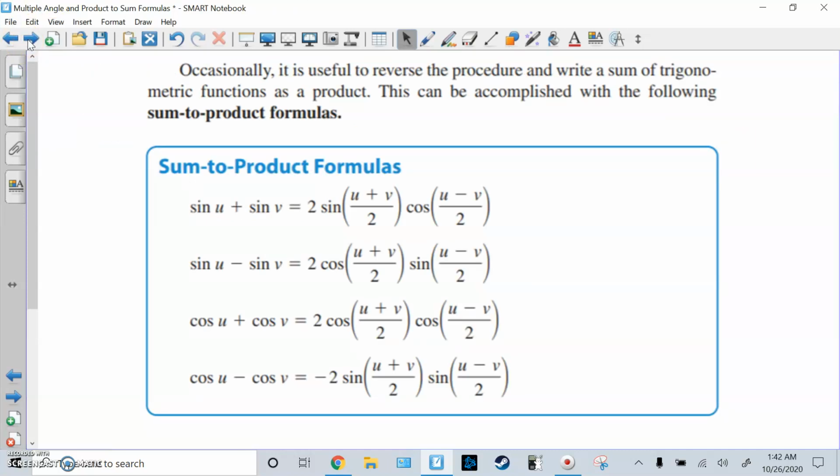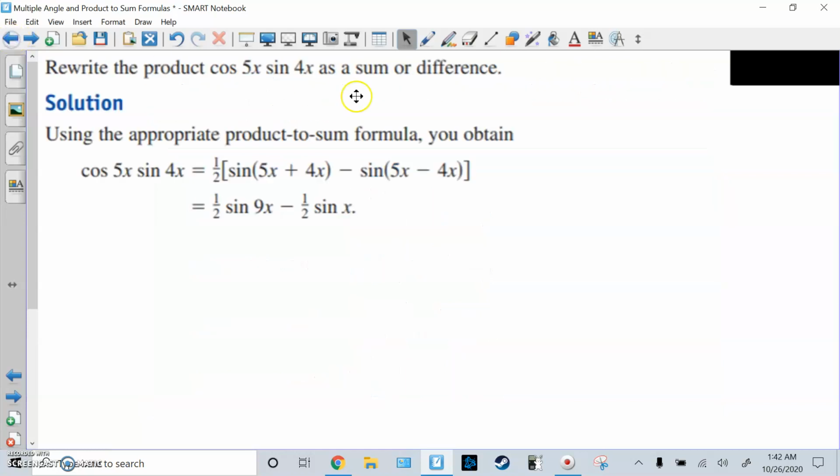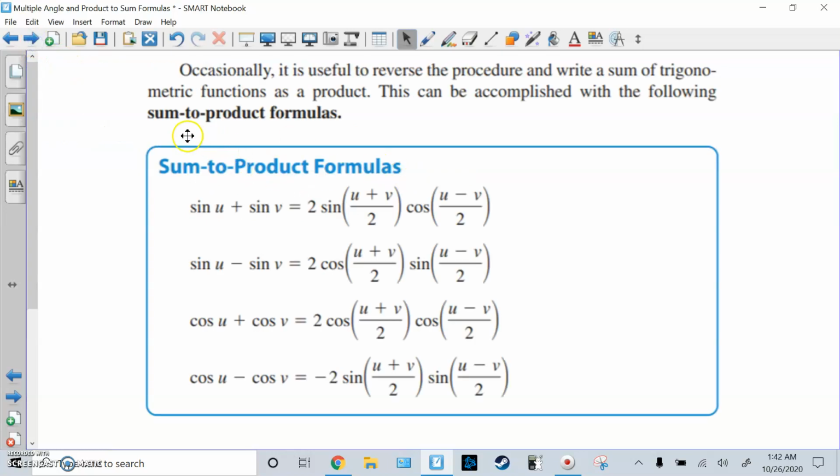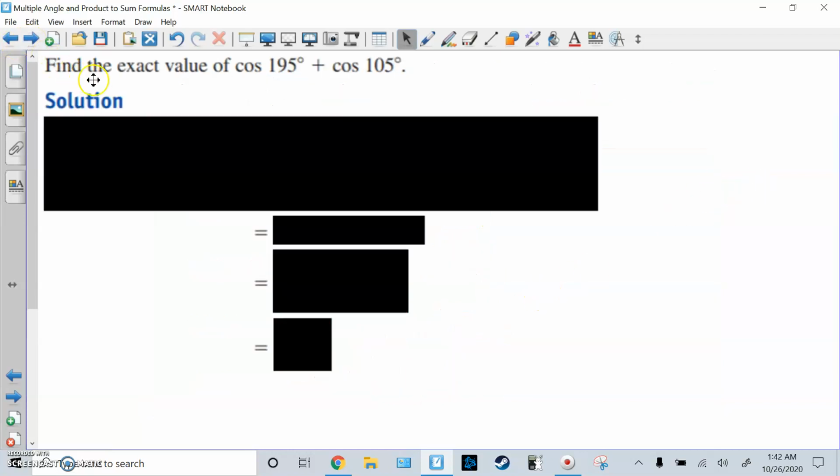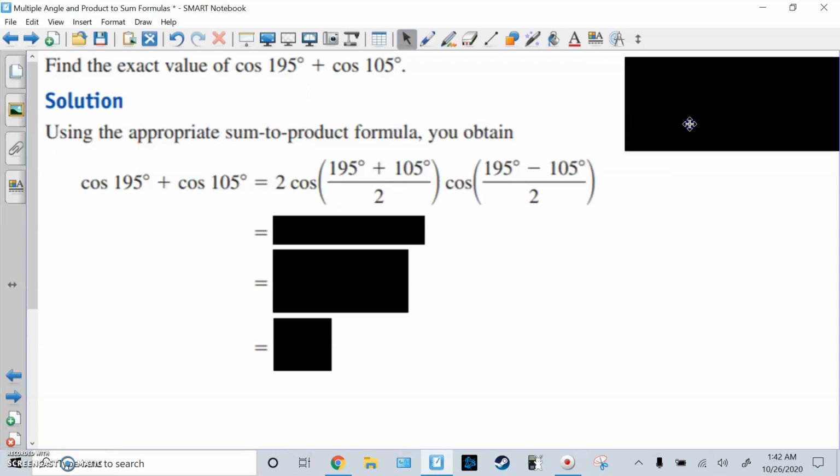We also have the reverse. Sometimes we don't want to make a product into multiple terms. We want to make multiple terms into a product, so we can change sum to product. So here's these formulas. Alright, so here we have a sum of cosine 195 and cosine 105. Those are not nice angles, although you could actually break this down into two of our sum formulas. There's lots of ways to do this. So let's do the faster way first.